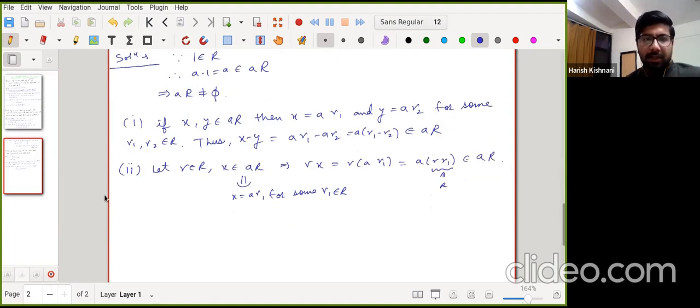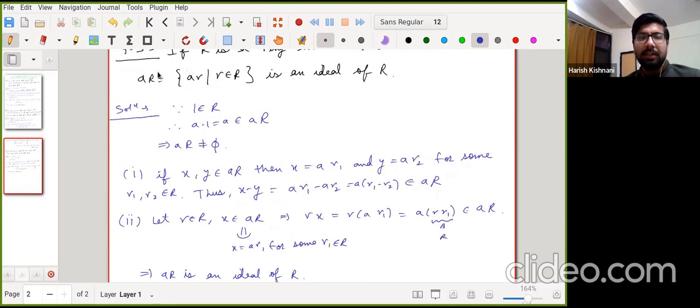So thus this turns out to be an ideal of R. Okay, so sometimes people used to say that this ideal is the ideal generated by the element A, because this is the smallest ideal that contains A. If you take any other ideal that contains A, then this ideal has to be a subset of that ideal. So that's why this is said to be the ideal generated by this element A.